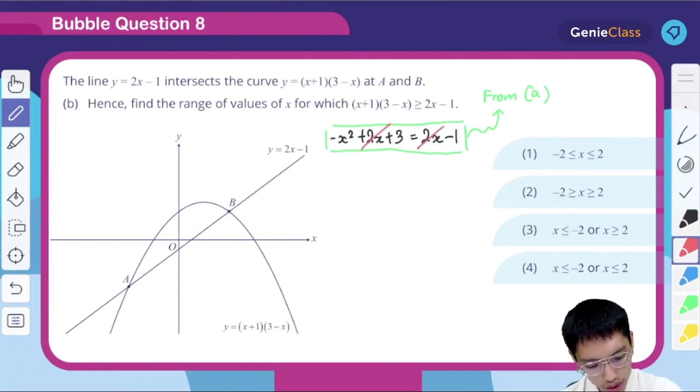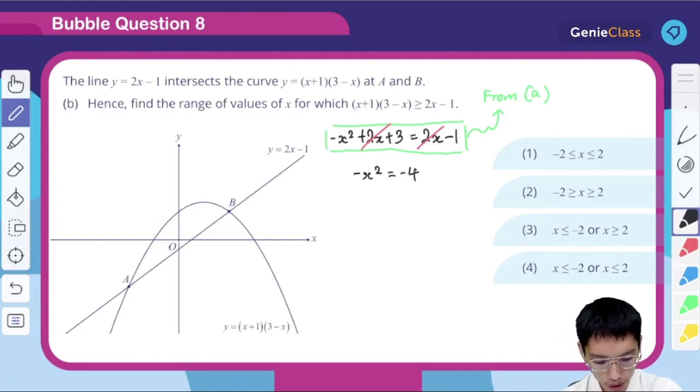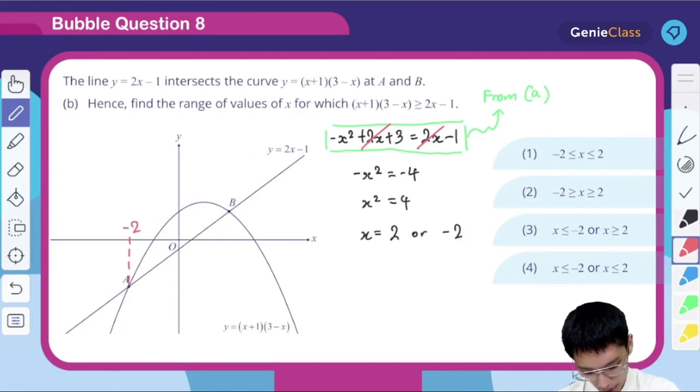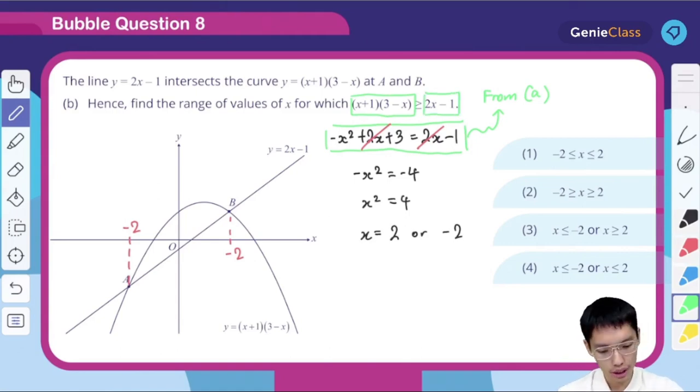But let's solve first and see what it means. From A, if you were to solve this, you're going to get negative x squared is equals to negative 4. This gives you x squared is equals to 4. And therefore you have x is equals to 2 or minus 2. Now from here, what does it mean? I have minus 2, I have 2. I am looking for the part of the curve where this part of the curve is greater than this part. Now you only have two choices.